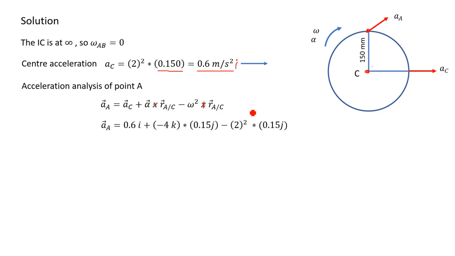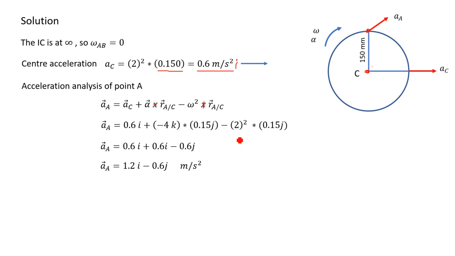So now if I get to expand this one, I'm going to come to this equation, and you can see that we have 0.6 I here for the acceleration at A. The alpha is minus 4K multiplied by the RAC, which is 0.15 J, minus the omega square, which is 2 square, multiplied by 0.15 J. So by a simple solution for this one, we will come to the equation that the acceleration at the A is going to be 1.2 I minus 0.6 J meter per second square.